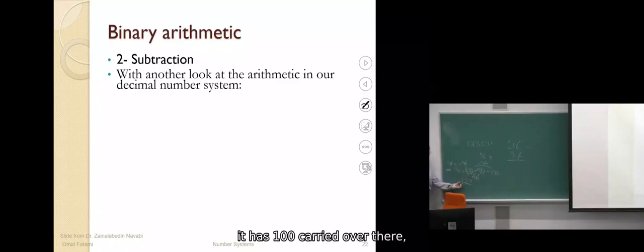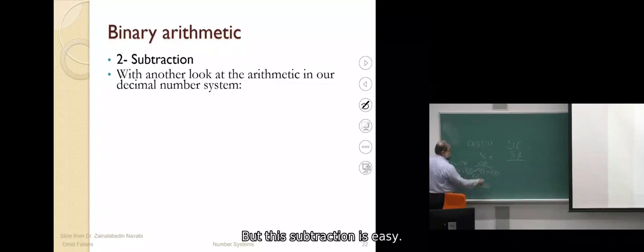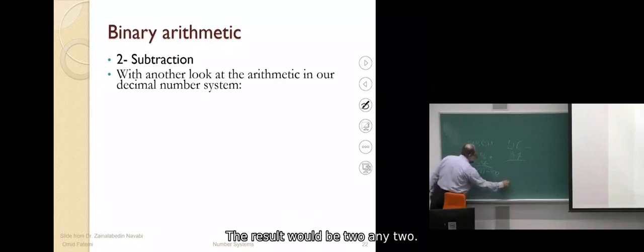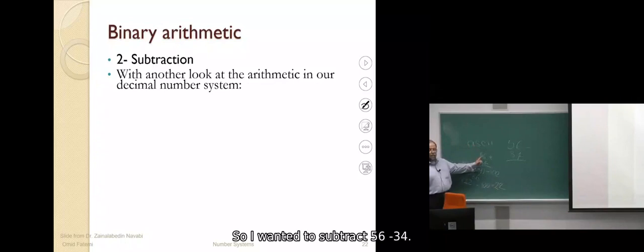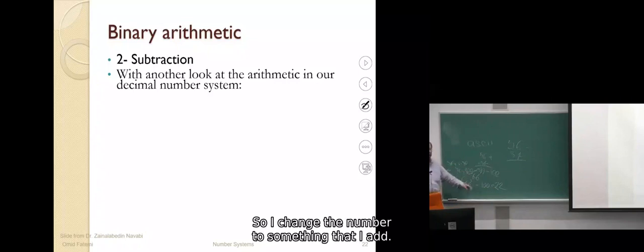And now, as you could see, it has 100 carried over there, which we have to subtract. We have 100 here, but this subtraction is easy. 122 minus 100 means that you have to remove this. The result would be 22. So I wanted to subtract 56 minus 34. I used my addition brain. Let's say that my brain only adds. It cannot do subtraction. So I change the number to something that I add. Okay?